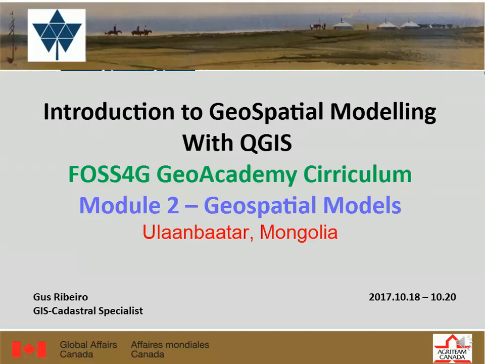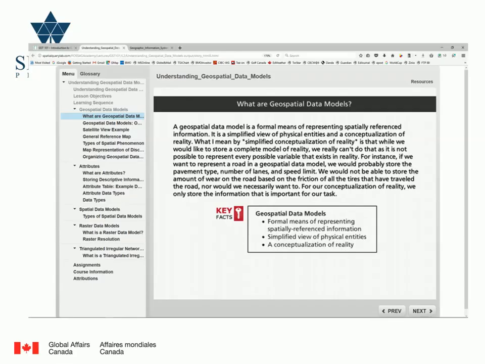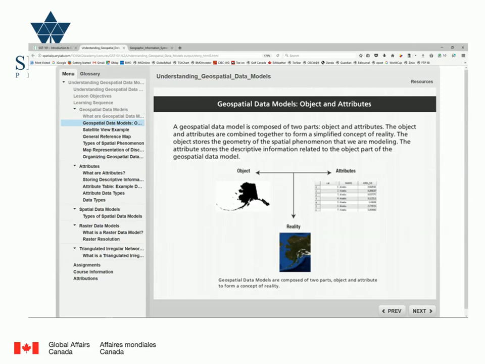So this is geospatial models. It is a means of representing spatially referenced materials, a simplified view of physical entities. So for example, you have in here, the reality is, say, Alaska. Okay, that's the real Alaska. Pretend that's the real Alaska.